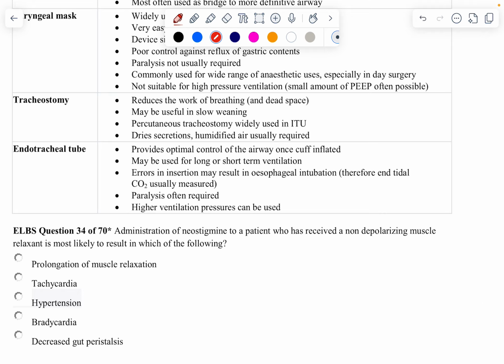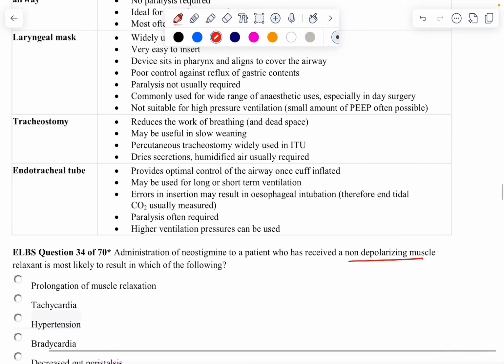Administration of neostigmine to a patient who has already received a non-depolarizing relaxant can cause bradycardia.